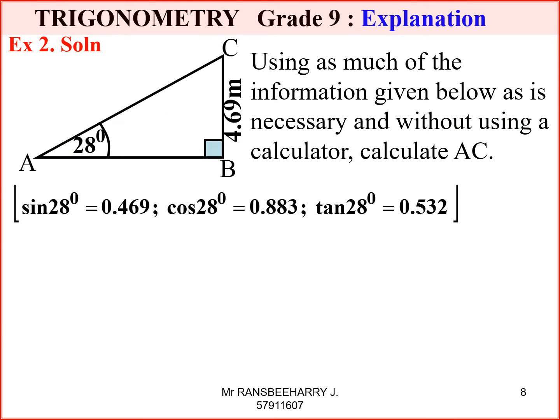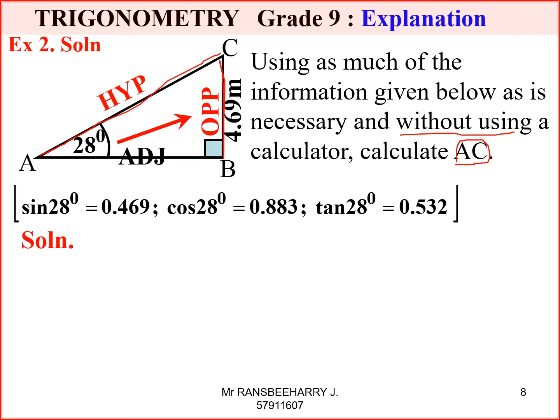Now example 2. We have a right angle triangle given, an angle and a side given. Using as much of the information given below as is necessary and without using a calculator, calculate AC. Required to find AC. We have 28 degrees, and opposite the angle is BC. So opposite of 28 degrees, we have BC. This is the opposite. Now AC is the longest side, the hypotenuse. The remaining side is the adjacent.